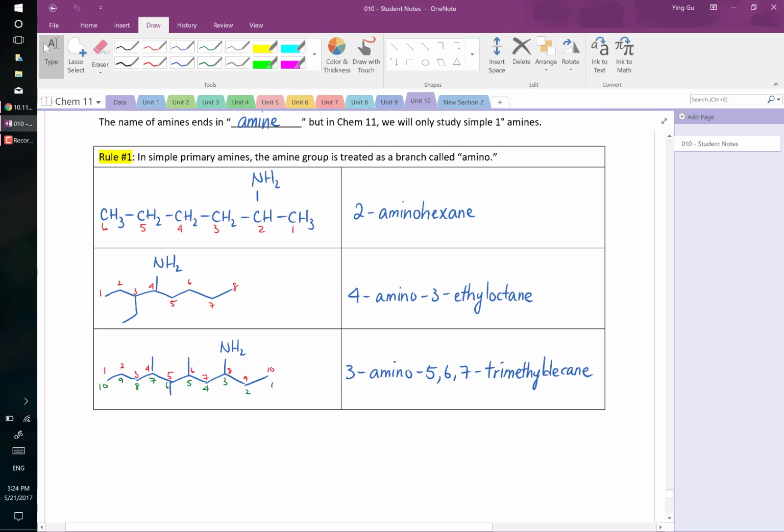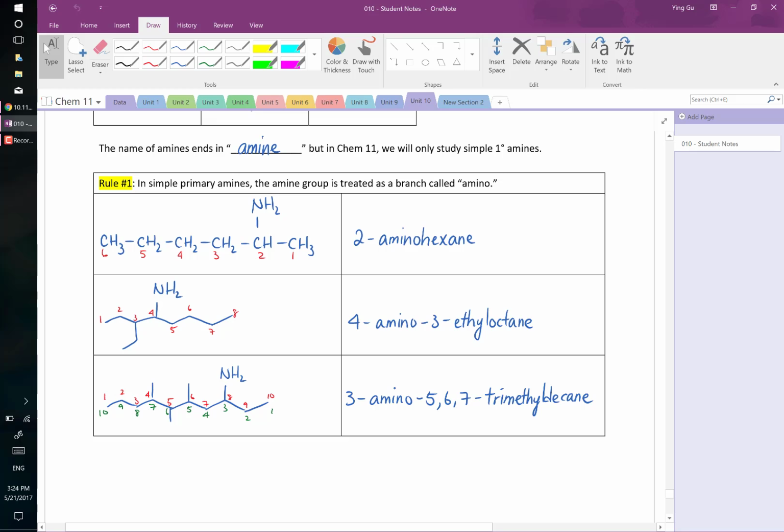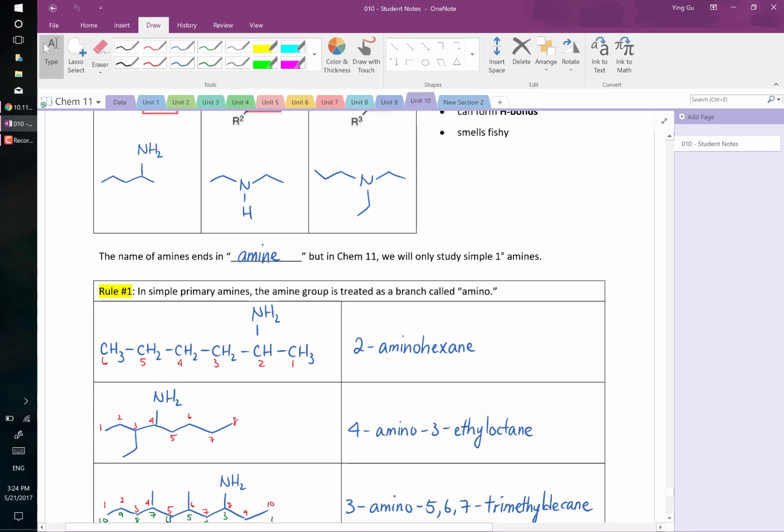And there we go. Again, our focus here is only on the primary amines. They're the simpler ones of all the amines that are out there. When we're dealing with primary amines, we just treat the amine group as a regular old branch, and we call it amino, like fluoro and bromo and chloro, and now we have amino.